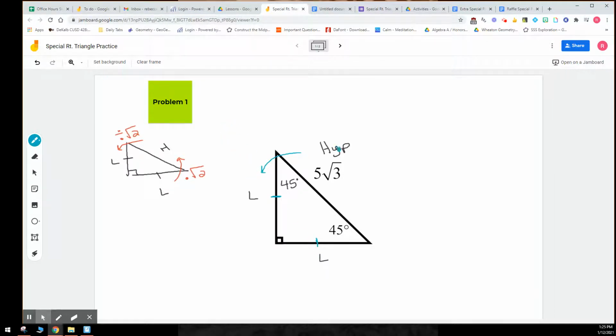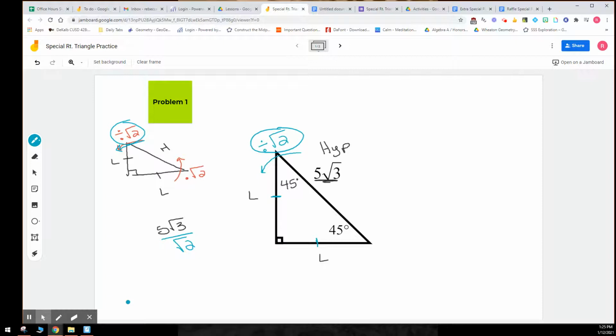So hypotenuse to a leg. If I look at my reference triangle, I want to go from hypotenuse to leg, so I'm going in this direction, so I need to divide by square root 2. So I take my hypotenuse, which is 5 square root 3, and I divide by the square root 2.